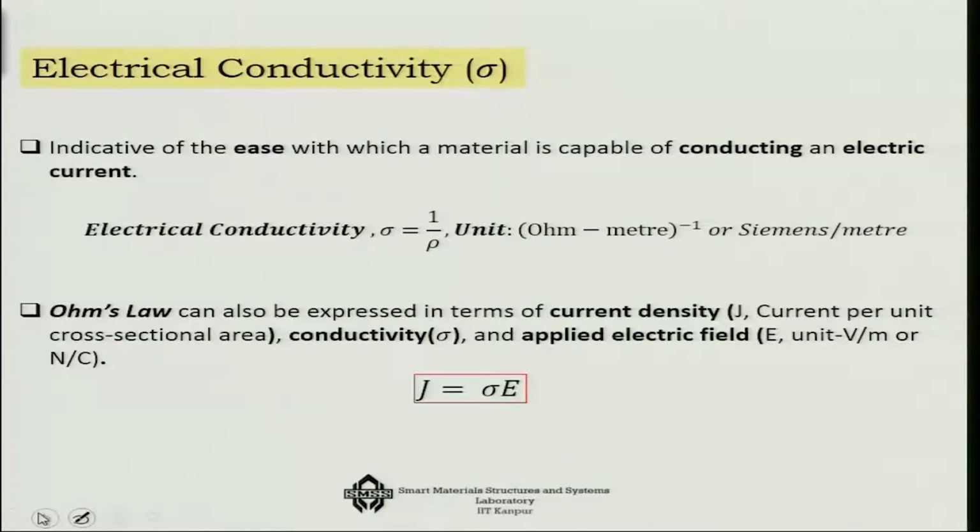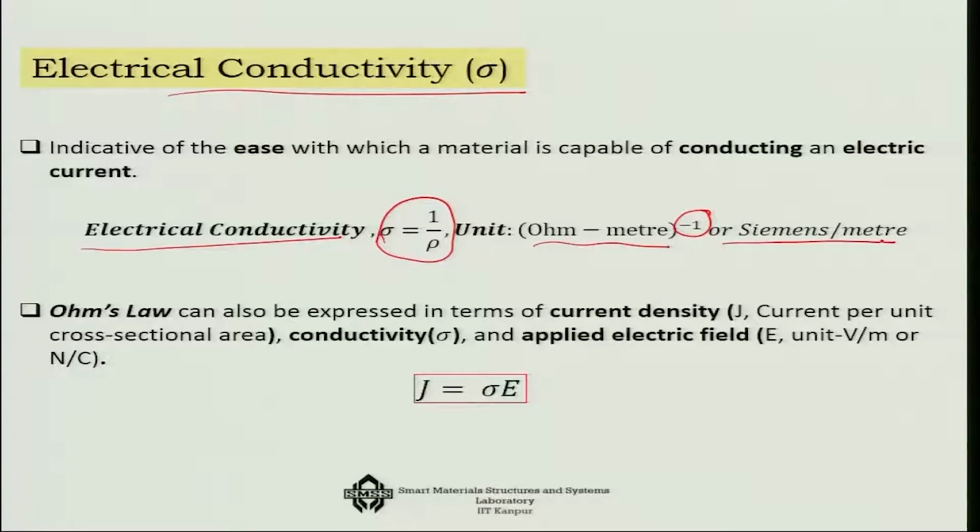Now, similar to the resistivity, there is another very important term that we use, which is called conductivity, the inverse of the resistivity. So, electrical conductivity is sigma equals 1 over rho, and hence its unit is ohm meter inverse, or sometimes people also call it Siemens per meter. This is indicative of how highly conductive a material is, and we can measure its level of conductivity corresponding to electric current with respect to sigma.